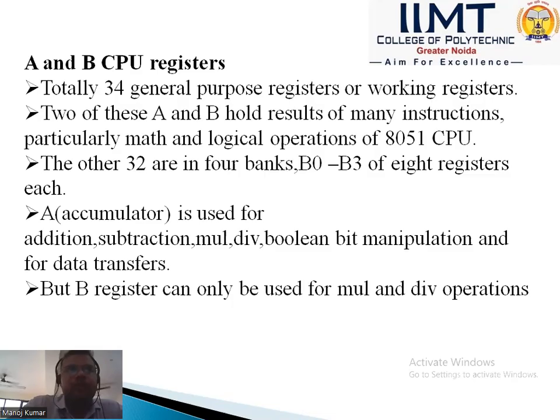The accumulator is used for addition, subtraction, multiplication, division, Boolean operations, bit manipulation, and data transfer. This is the accumulator register, and a lot of functions are performed with it. But the B register can only be used for multiplication and division operations.